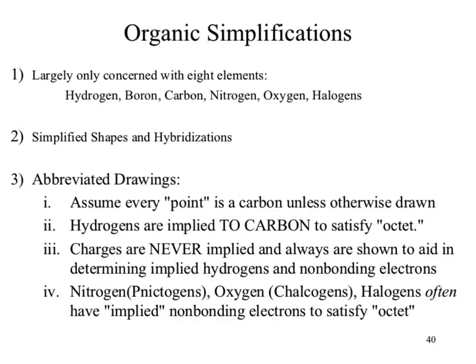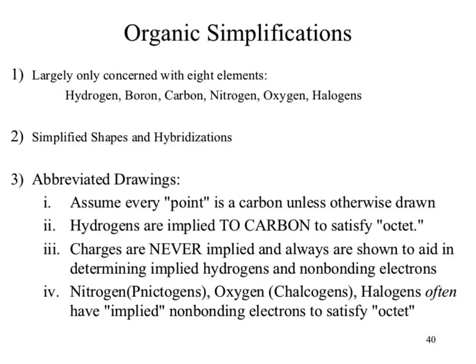So, simplifications. In OChem, we really have our 8 elements. We have simplified shapes and hybridizations. We haven't talked about hybridization officially yet. We'll come back to that. And then we have our abbreviated drawings. These 4 bullet points are insanely important to acknowledge. Okay? If you ignore these 4 bullet points, you will have a horrible time in OChem.